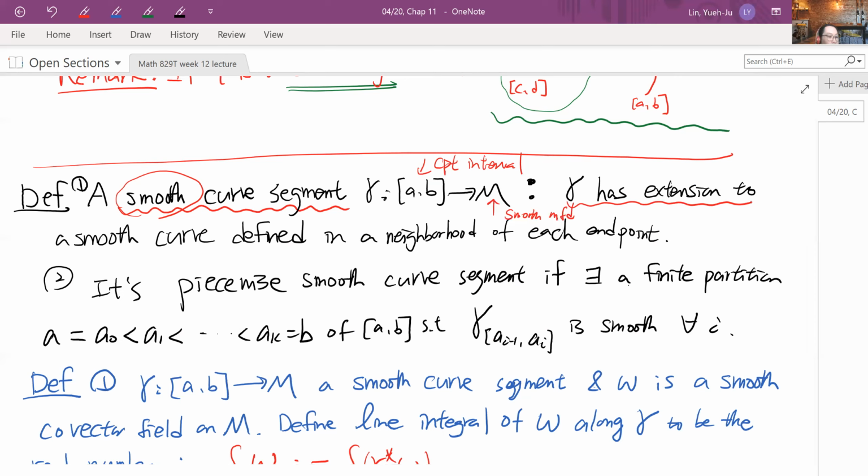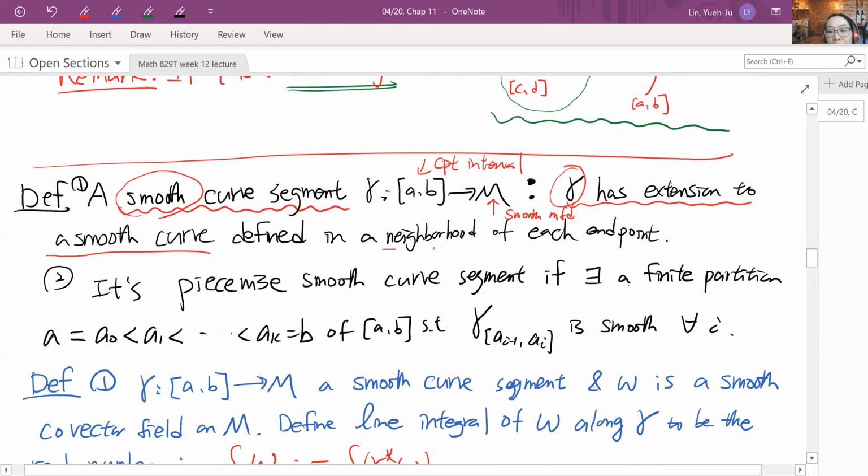Okay. So this really means that the gamma will have a smooth extension to the neighborhood of the endpoint, right? Remember when we defined everything smooth, for example, if you are in the upper half plane H^n, how do we deal with the smoothness on the boundary? Then we say, okay, we actually can extend the map. We have a smooth extension, right? So basically it means this gamma will have an extension to a smooth curve defined in the neighborhood of each endpoint. That's it. Okay, so it's a smooth curve from a compact interval to the manifold.